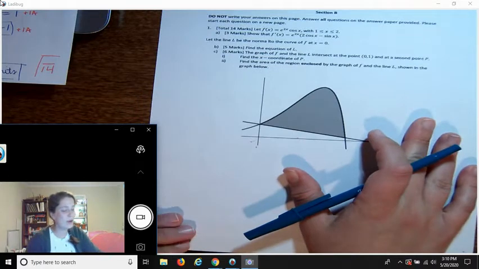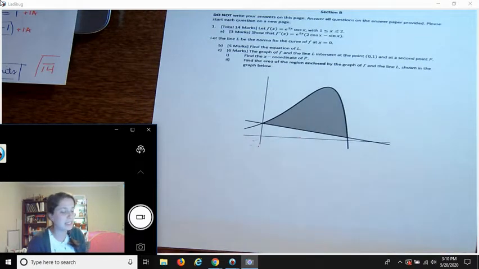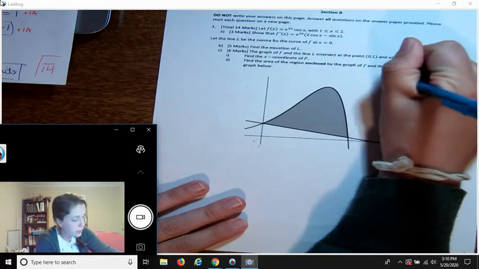Okay. So we have our function f of x equals e to the 2x cosine x on the domain from 1 to 2. Part A says show that f prime of x is that. So let's just go ahead and take the derivative. I'm going to do it right here.